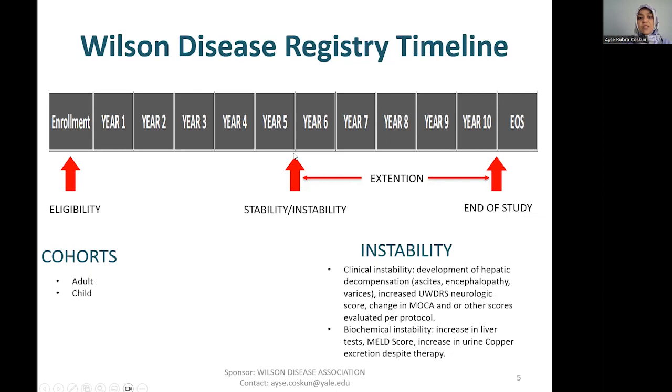At this point, there are two alternatives. If the patient is stable, annual follow-ups continue via only chart review. If the patient is not stable based on clinical and biochemical findings, visits continue in person. At the end of the study, all patients return to the clinic for a final in-person visit.